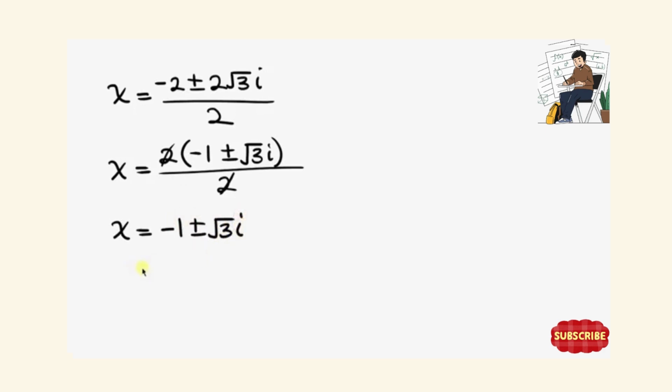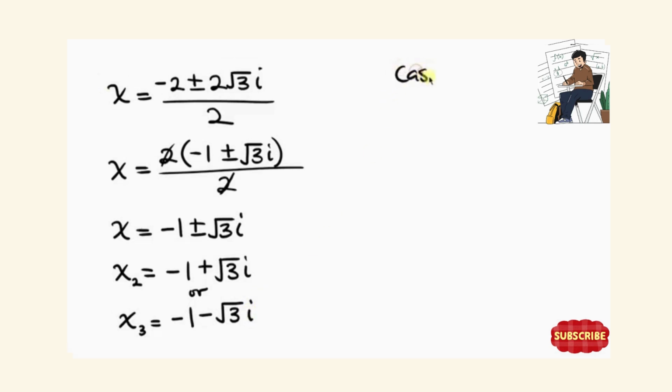So there are actually two values of x from here. We've already got the first one. This should be the second one, equal to -1 plus, which is taking the positive side, the square root of 3 times i. Or the third one, this is equal to -1, now this time going with the negative, minus the square root of 3 times i. So we've been able to find 3 values of x from our first case. Now let's move on to our second case. So we call it case 2.